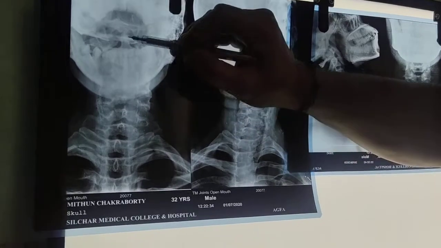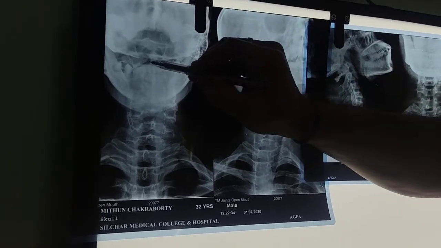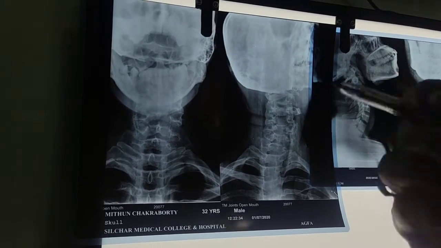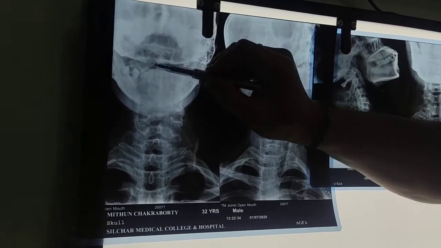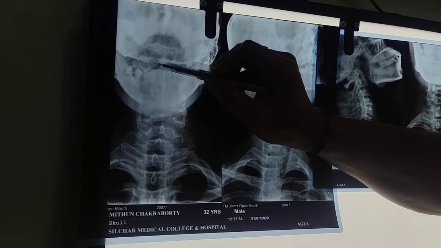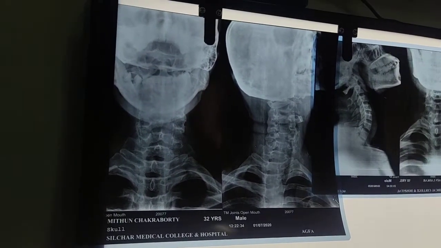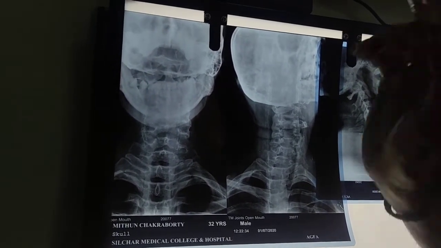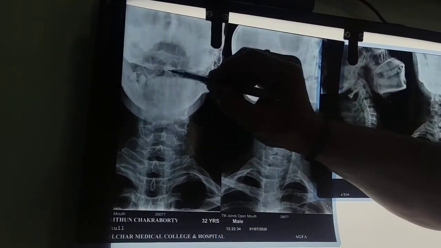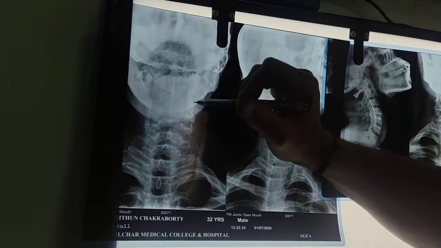Yes, the importance of the odontoid process. This is the odontoid process. The gap between the odontoid process and the C1 ring, you have to see that part. See the gap between these two, on both sides. What are the things you are going to see here? One is the integrity of the odontoid process.